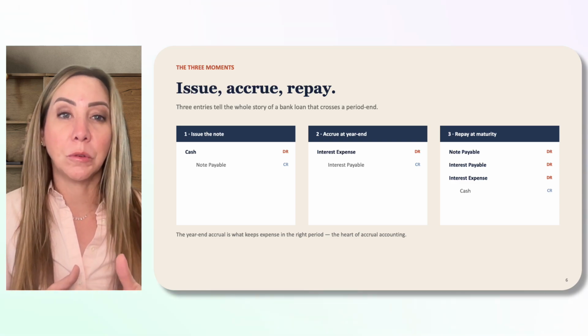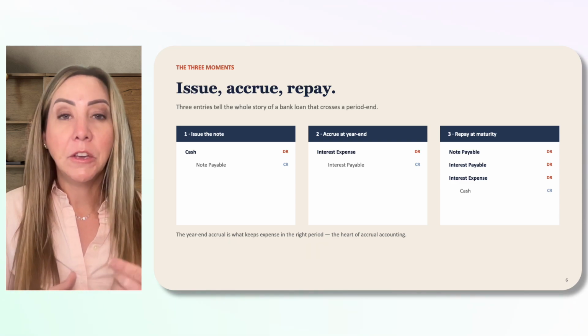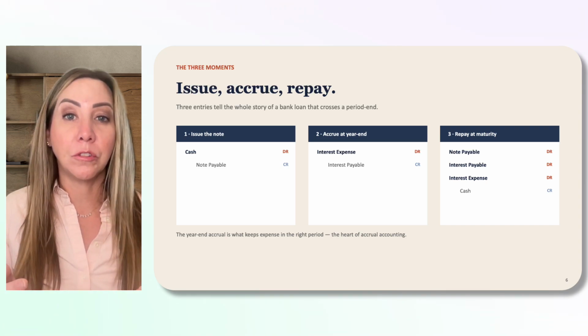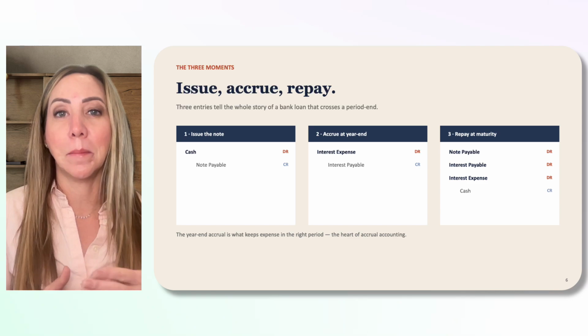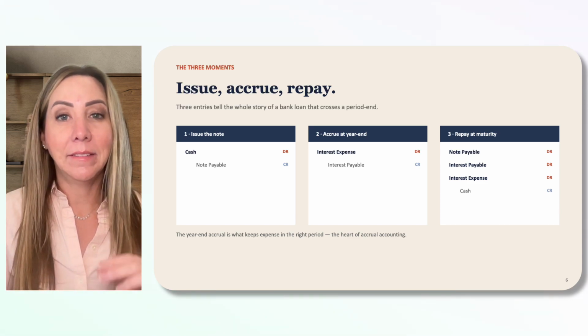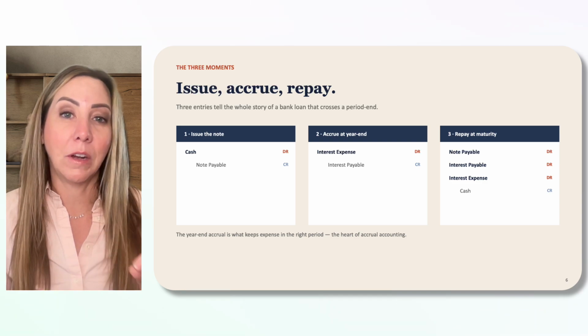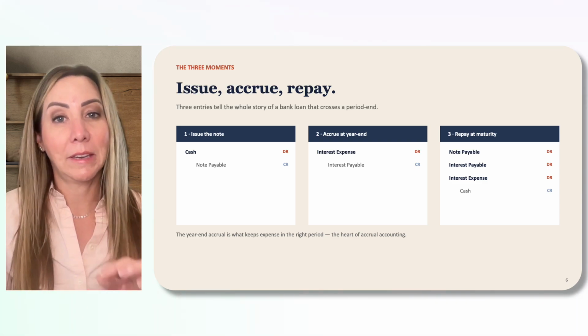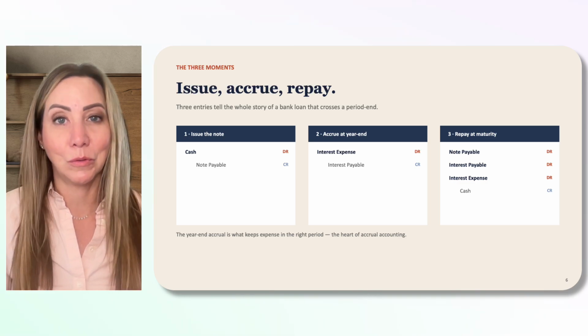Third, when the note matures, you repay everything. You debit note payable to clear the principal, you debit interest payable to clear the interest you already accrued, and you debit interest expense for any additional interest that built up in the new accounting period. And you credit cash for the total payment. Notice how the interest gets split across 2 periods. That's accrual accounting doing its job, making the financial statements actually useful.